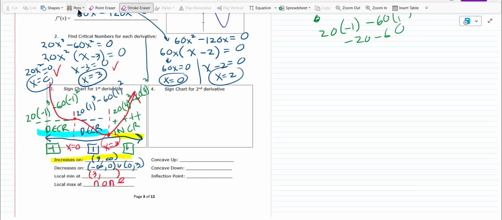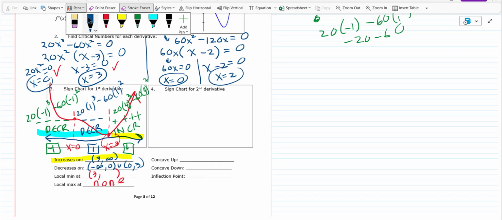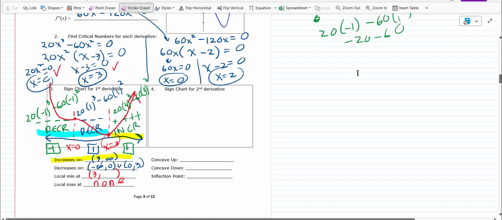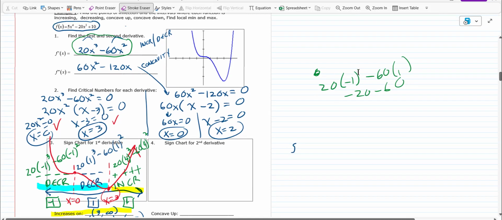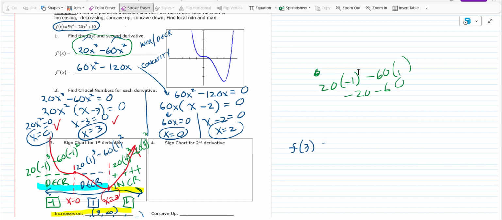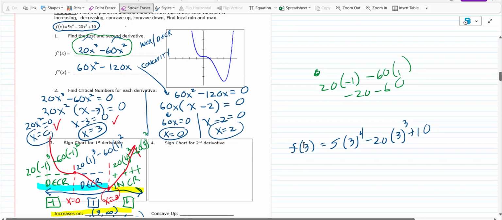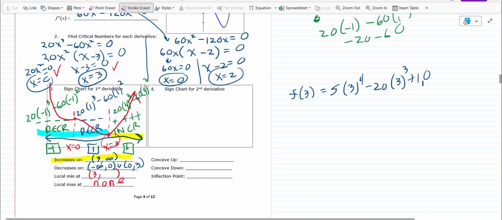Now, if you want to find the y value of the minimum, you just need to plug the 3 into the function. I'm just going to do this at the side here. You can even do this on the calculator. So if you do f of 3, you would do 5 times 3 to the 4th minus 20 times 3 to the 3rd plus 10. And then you could use your calculator to work that out.